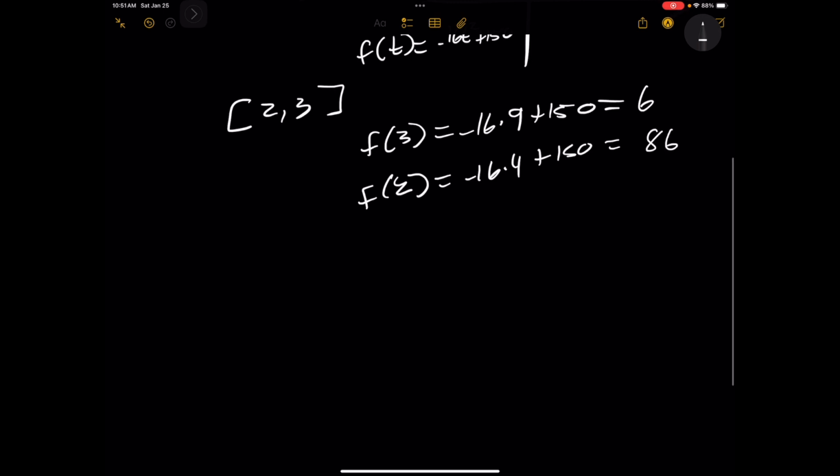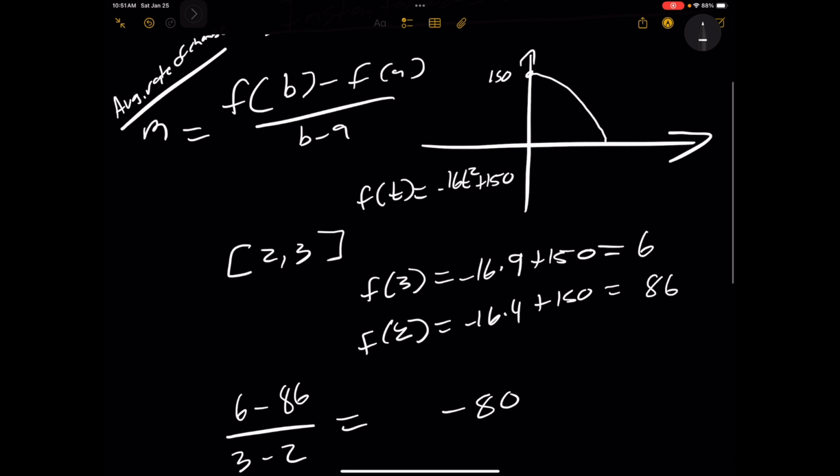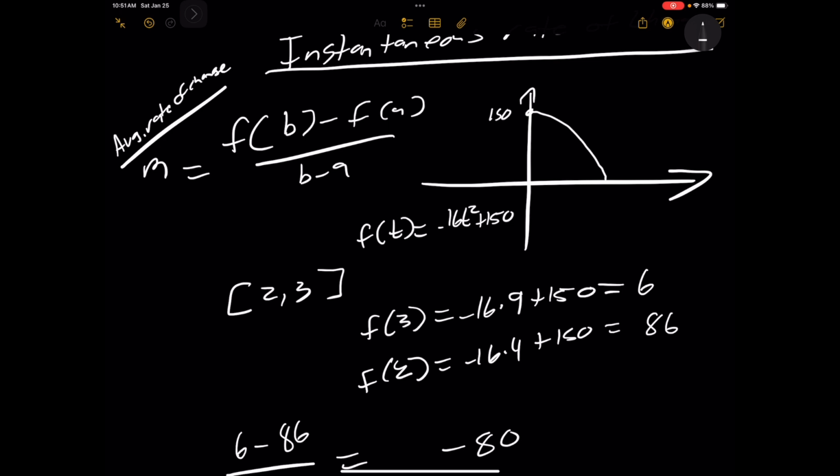And so we have f of b, which is 6, minus f of a, which is 86, over b minus a, which is 3 minus 2, which gives us negative 80. So we have negative 80 here. And given negative 80, that's our average rate of change between points 2 and 3. So let's say that this is at point 2. Let's say this is at point 3. That's telling us the slope of this line here.